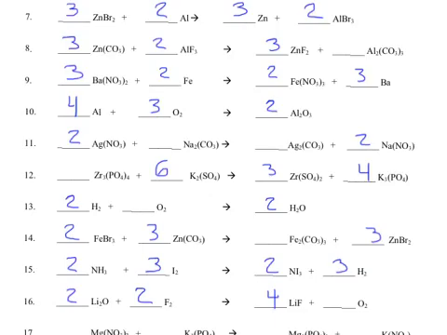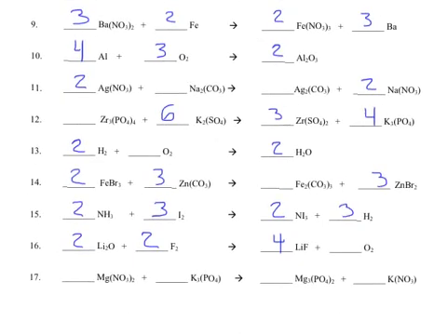Alright, I think there's just one more on this side, number 17. Alright, let's see here. I've got 3 Mgs, and over here I only have 1, so I'm going to put a 3 here. Now, in balancing the manganese, since I gave myself 6 nitrates, and over here I only have 1, so I'm going to put a 6 here. Because 6 times 1 is 6.